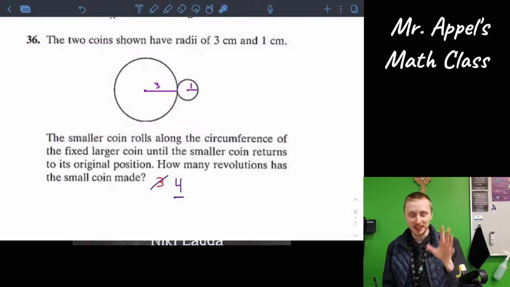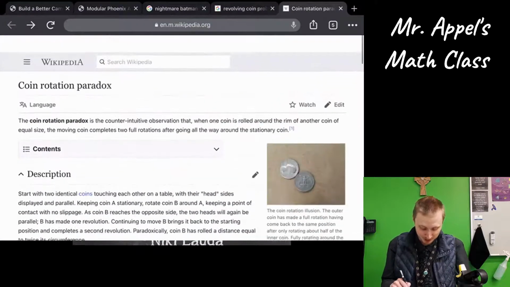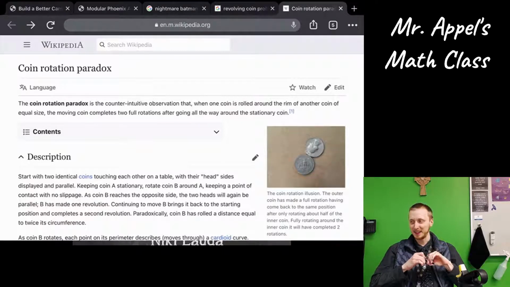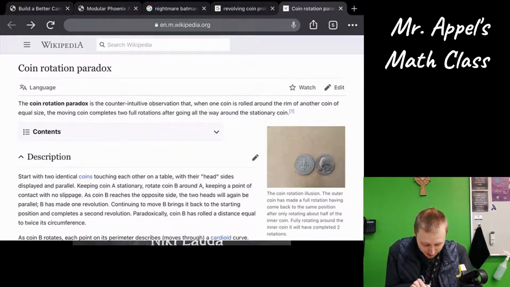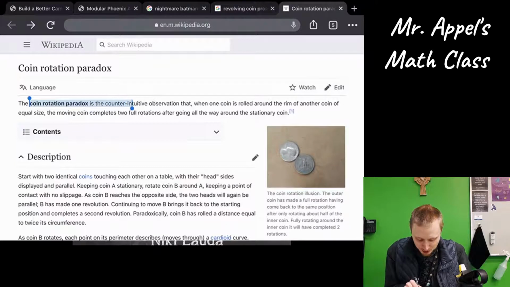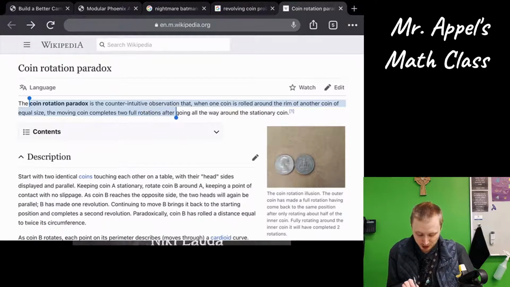And the answer is fascinating. In fact, there is an entire Wikipedia article about this concept. It's called the coin rotation paradox. Okay? This is fascinating. So check this out. The coin rotation paradox is the counterintuitive observation that when one coin is rolled around the rim of another coin of equal size, the moving coin completes 2 full rotations after going all the way around the stationary coin.